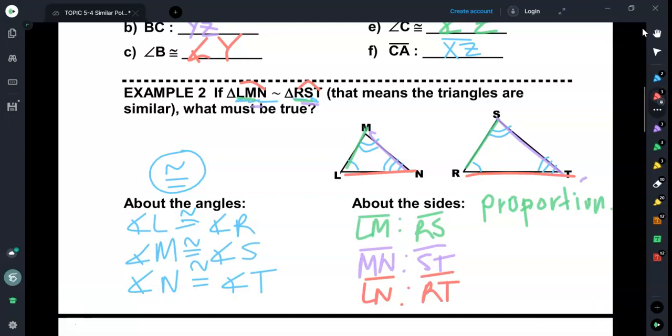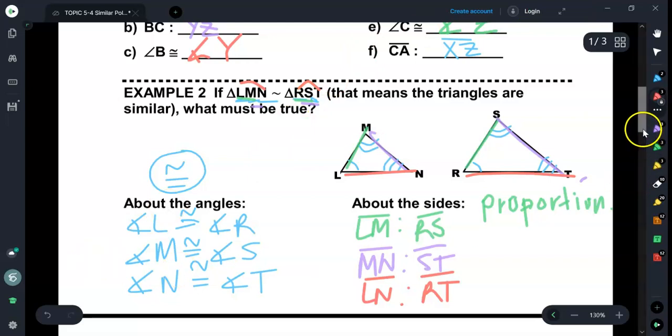So that is how you pick out the congruent angles and the proportional size. Sorry guys, I'm a little all over the place. I am still battling COVID, so I'm having a little bit of fun with that. All right, so that gives you an idea on how to match up the proportional pieces.